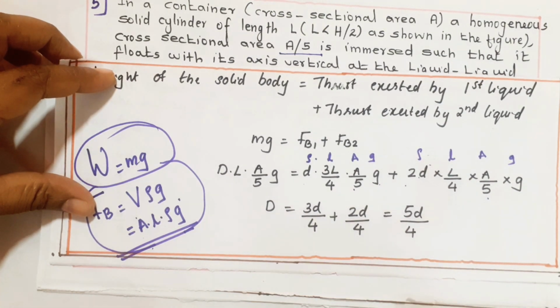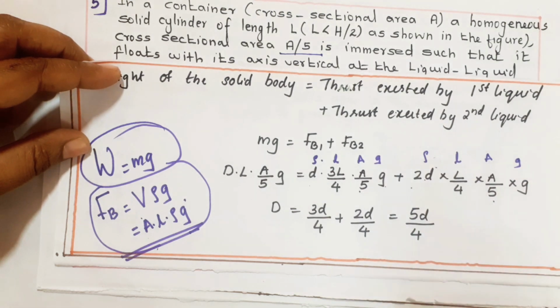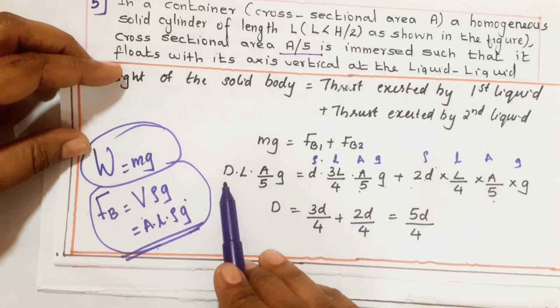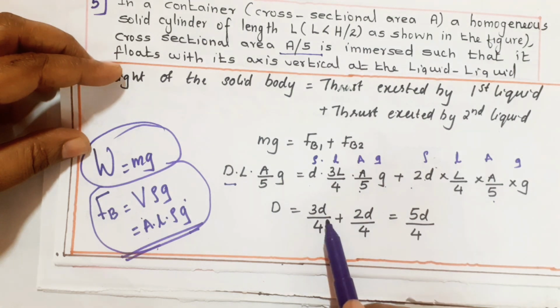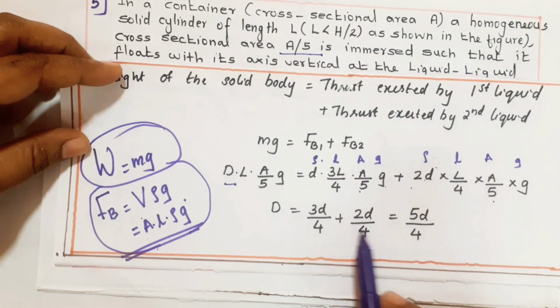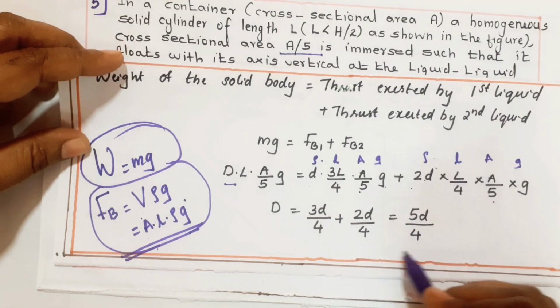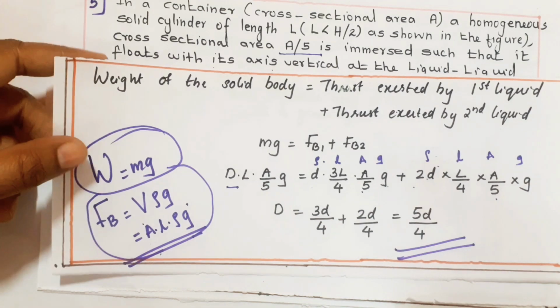If you do this, A by 5 is there on the left side and the right side, so A by 5 cancels. g cancels, L cancels. So the remaining is D equals this part: 3 by 4 of D plus, here it will come as 2D by 4. 3 plus 2 is 5D by 4, which is the answer. Very, very important question.